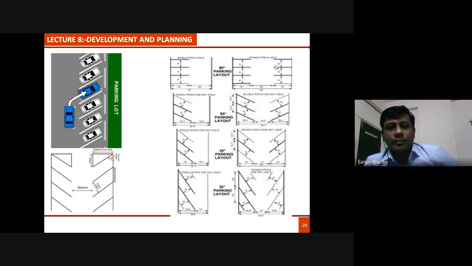Okay, so I hope you understand the parking pattern. Okay, no doubt. So we proceed.